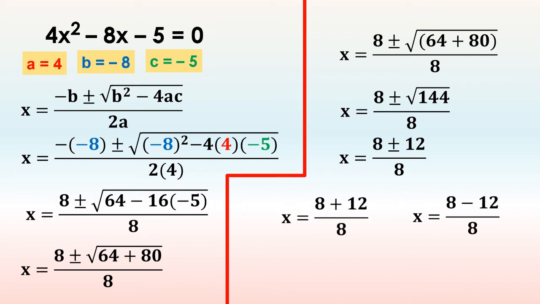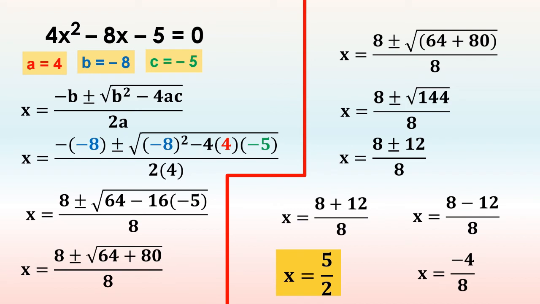Now we have two possible values of x. X is equal to 8 plus 12 over 8, or x is equal to 8 minus 12 over 8. 8 plus 12 over 8 is equal to 20 over 8, which can be simplified as 5 halves. So the first value of x is equal to 5 halves.